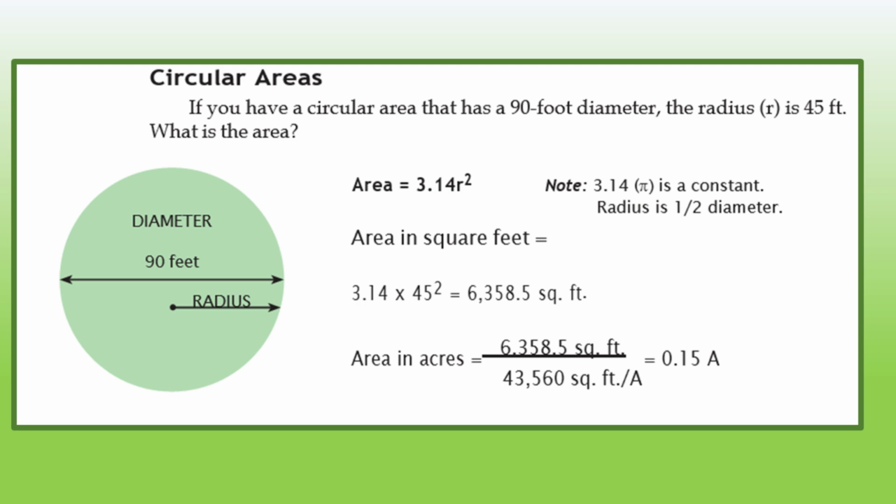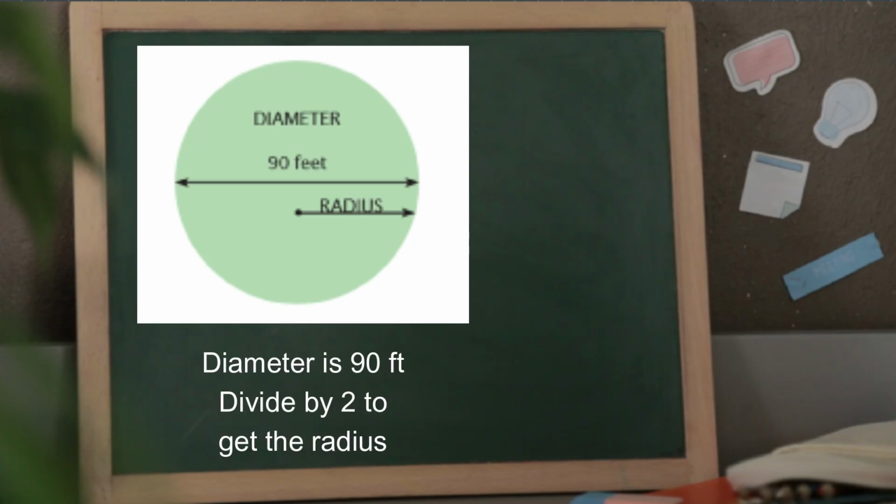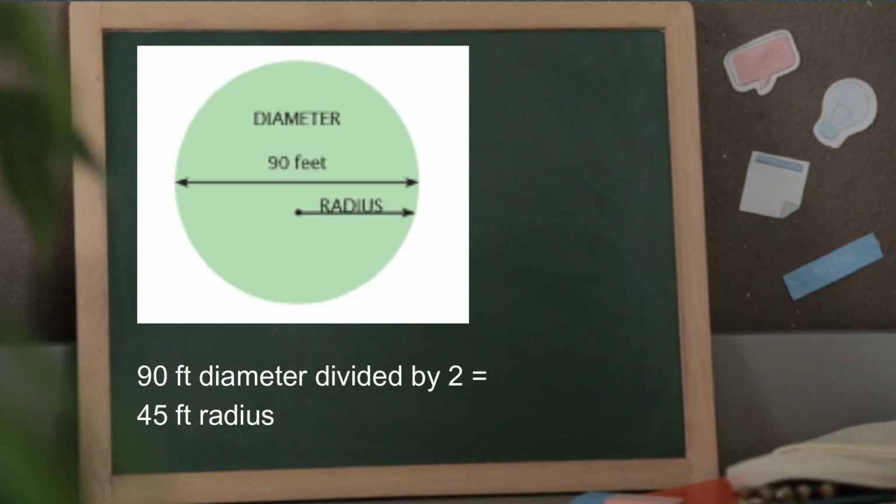So when we look at circular areas, you need to know, if you have a circular area that has a 90-foot diameter, the radius, or R, is 45 feet. I came up with this number of 45 feet because anytime you know the diameter, or the measurement across a circle, all you have to do is divide it by 2 to get the radius. Again, in this case, 90 feet of diameter divided by 2 is 45 feet radius.